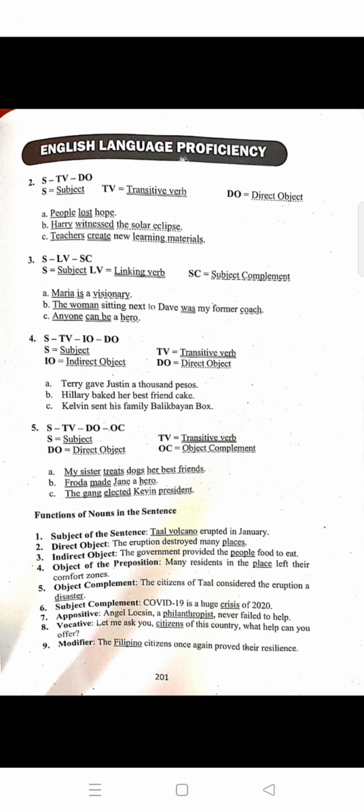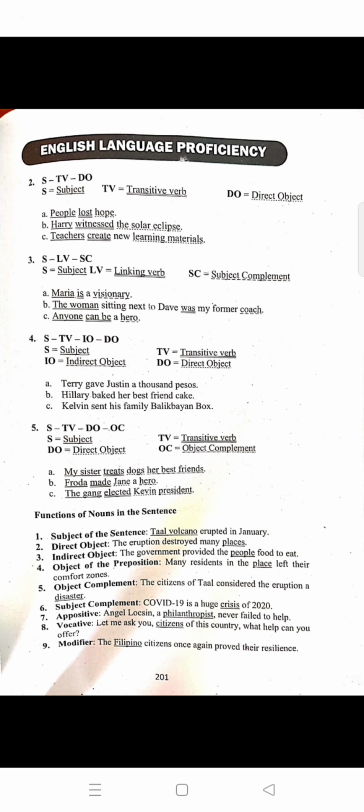Another pattern is STVIODO, wherein IO stands for an indirect object. Indirect object answers the question whom. Example is Terry gave Justin 1,000 pesos. So Terry is your subject, gave is your transitive verb, Justin is your indirect object, and 1,000 pesos is your direct object, because the indirect object answers the question whom. Whom did Terry give 1,000 pesos? Justin. 1,000 pesos is your direct object.